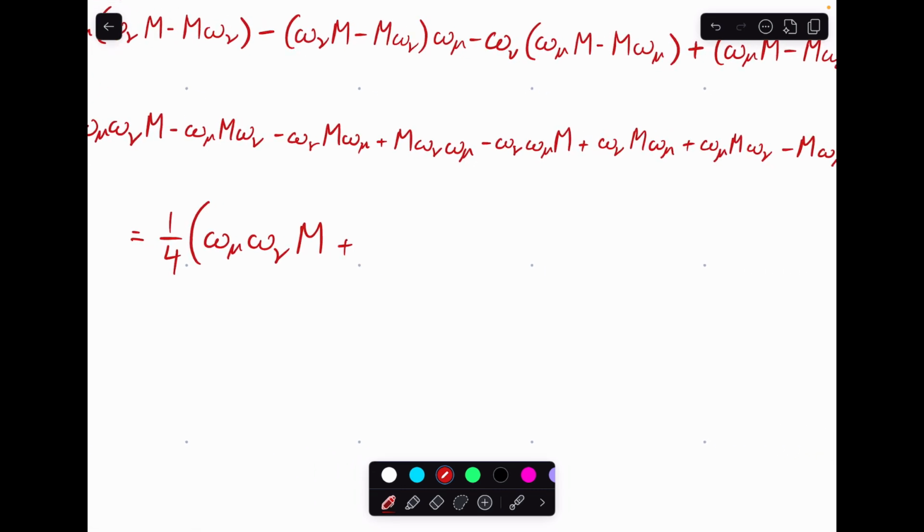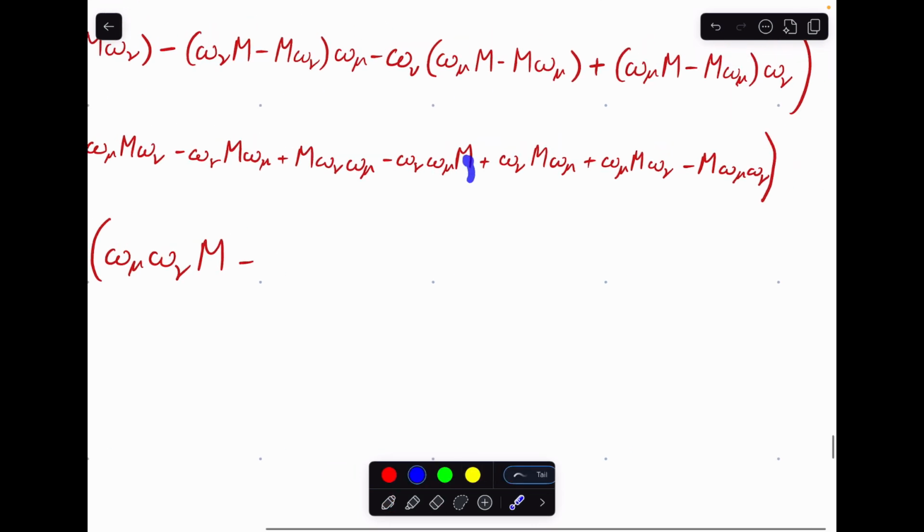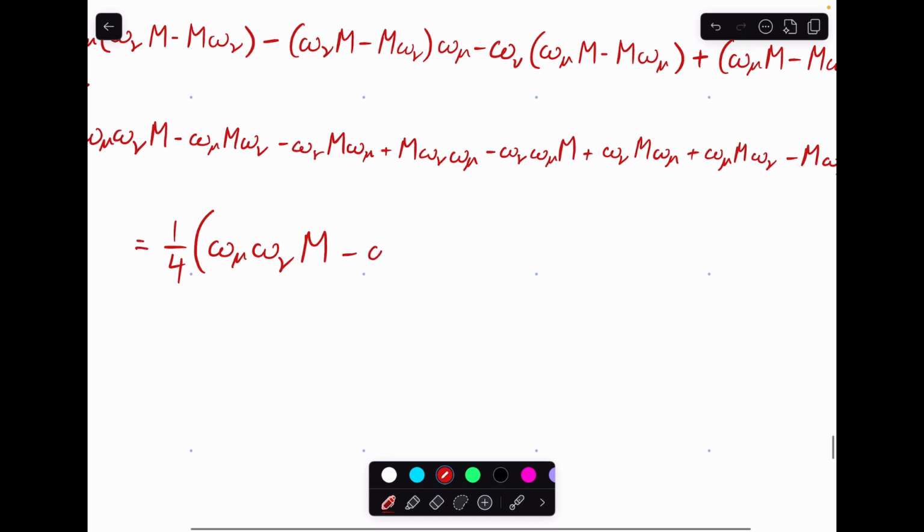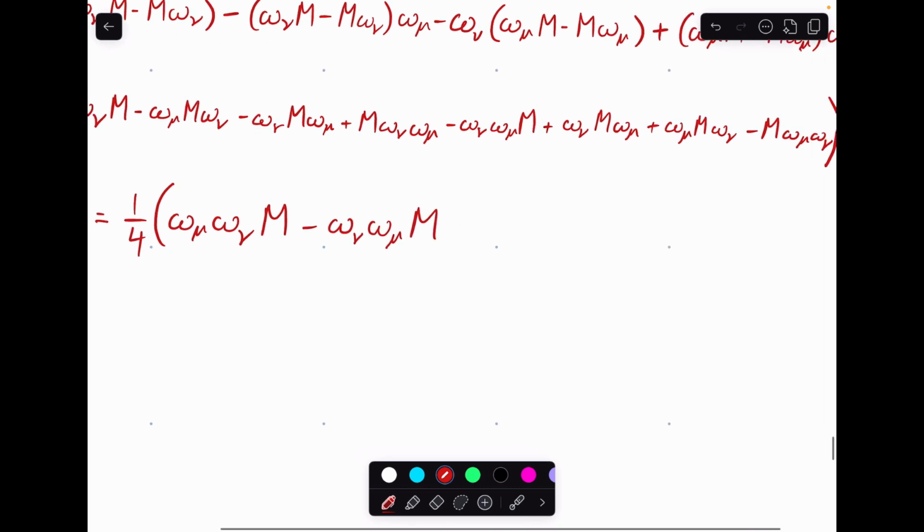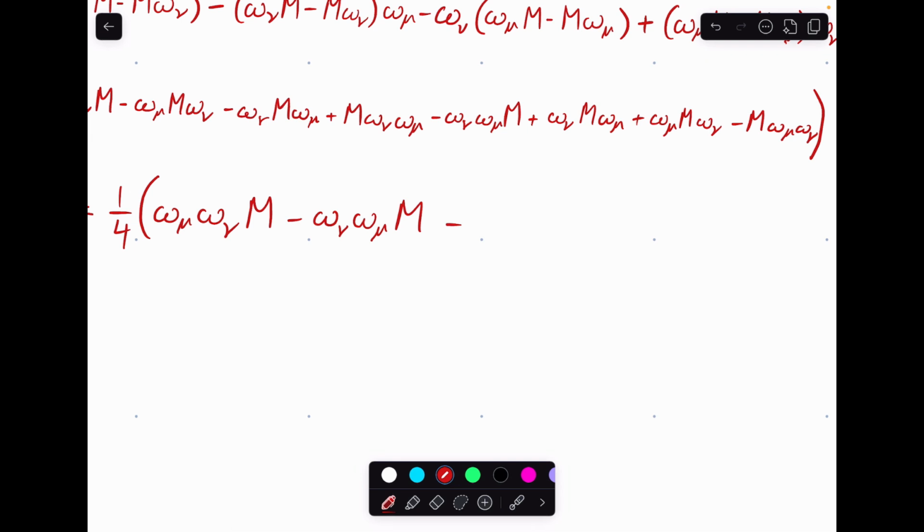plus, or just to emphasize, I'm now going to bring the term with m on the right side over here. So now we have omega nu omega mu m, and then minus m omega mu omega nu plus m omega nu omega mu.